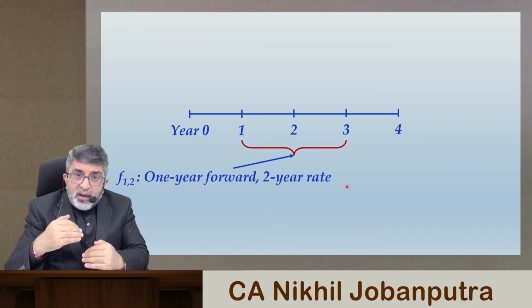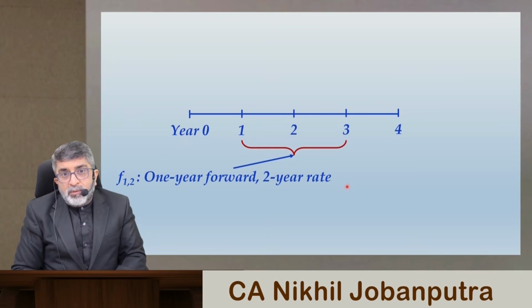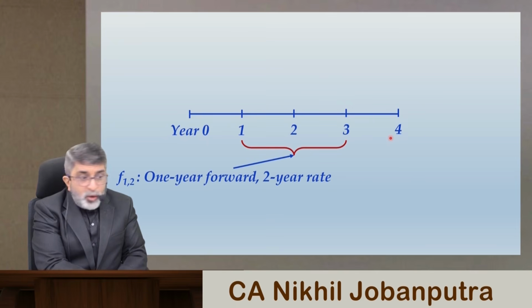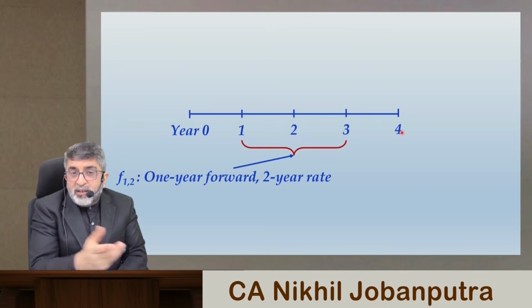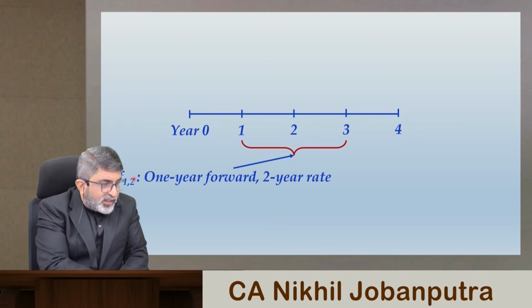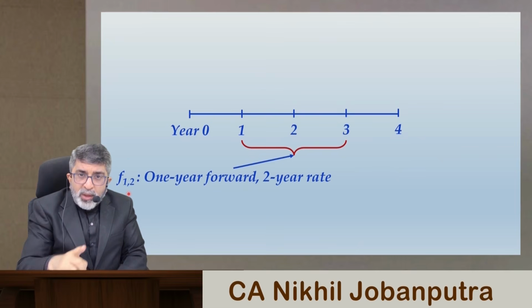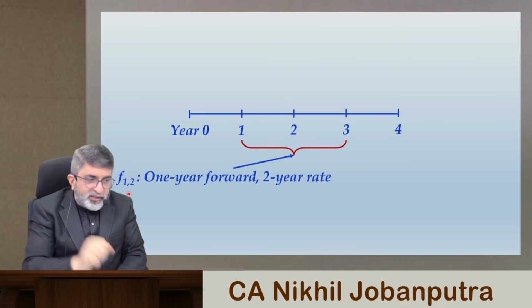Now there can be set of multiple forward rates. Which forward rate you are talking about? Is it for borrowing that starts after 1 year for a period of 2 years, or borrowing that starts after 1 year for a period of 3 years, or borrowing that starts at second year and for a period of 2 years? You have to mention that using this pattern of symbol. So F1, 2 indicates that borrowing will initiate after 1 year. We call it 1 year forward, and borrowing will be for a period of 2 years.